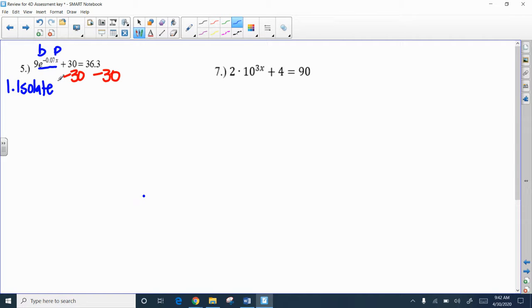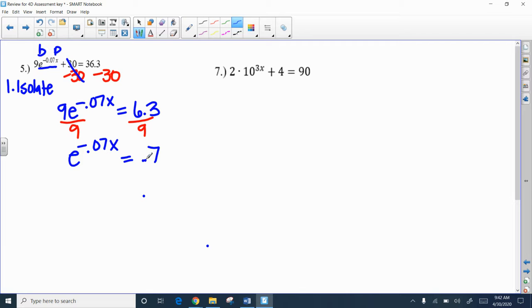So then we still have the 9 in front. So 9e to the negative 0.07x equals 6.3. So I subtracted 30. Then I still have to get rid of the 9 in front, so I'm going to divide by 9. So we get e to the negative 0.07x equals 6.3 divided by 9 would be 0.7. Okay, so that was step 1.